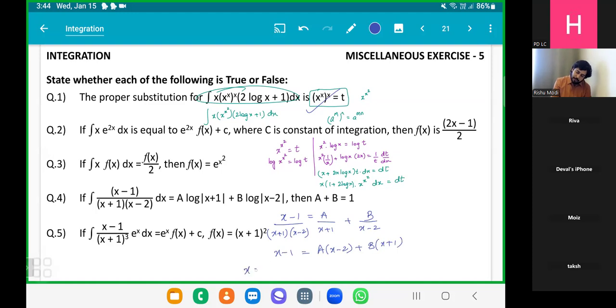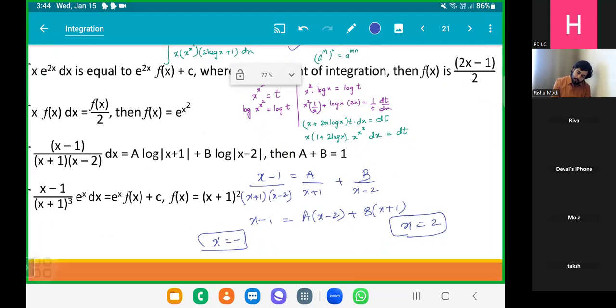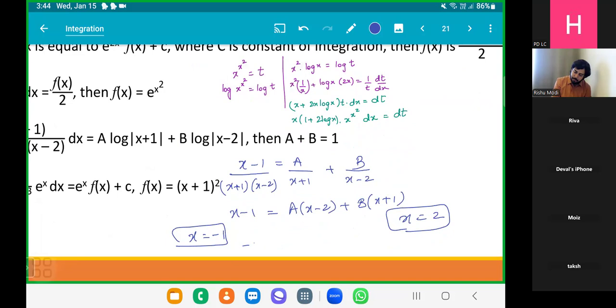I substitute x is equal to minus 1 and x is equal to plus 2. If I substitute -1 in this, the left hand side becomes -2 equal to a minus 3, so the value of a comes as 2/3. When I substitute 2 in place of x, I get the left hand side as 1 and the right hand side as 3b. So b is equal to 1/3.